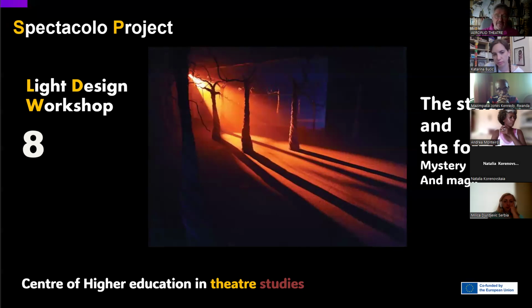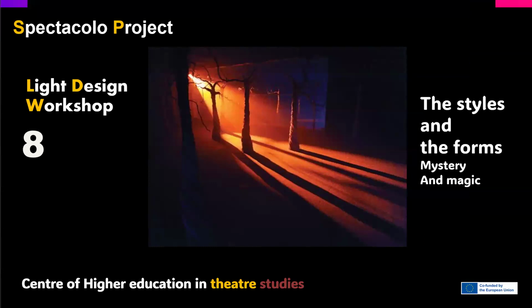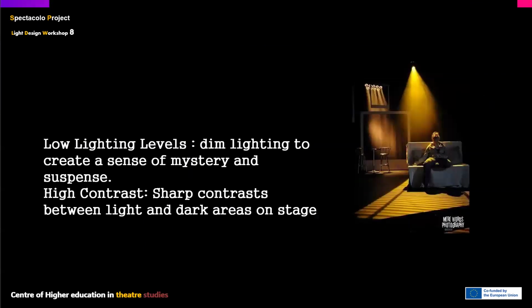Let's see the characteristic of a thriller and the magic atmosphere, like designing in the thriller theater performance. Lighting plays a crucial role in setting the mood, building tension, and guiding the audience's emotion. That's what we want and we try to do. So now, first of all, what we will do if we want to get some mystery mood.